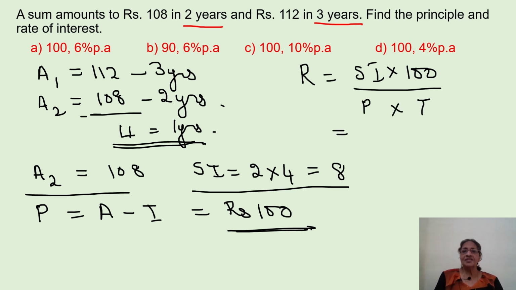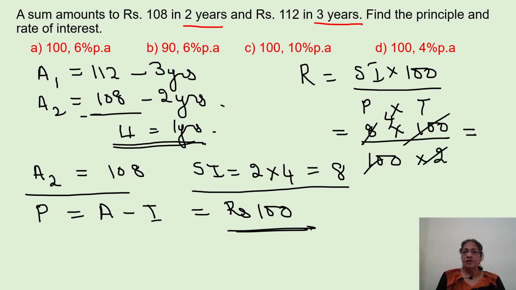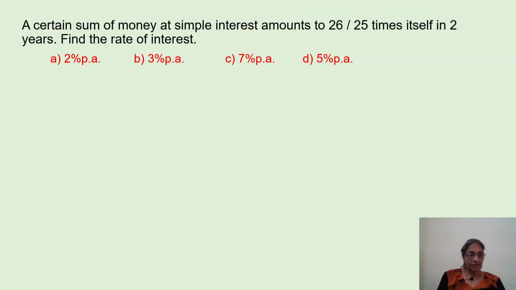So I'll take it for 2 years. Simple interest for 2 years was 8. Principal we know is 100 and time period is 2. So we get the rate as 4% and our correct option is option D. A certain sum of money at simple interest amounts to 26 upon 25 times itself in 2 years. Find the rate of interest.